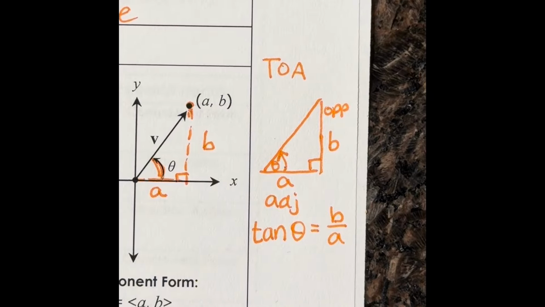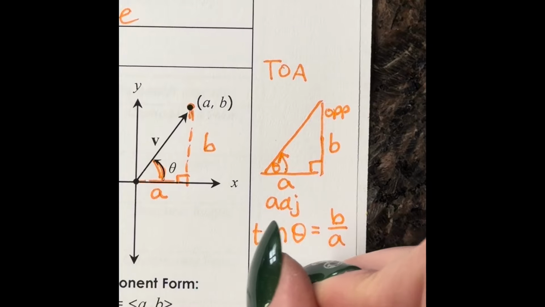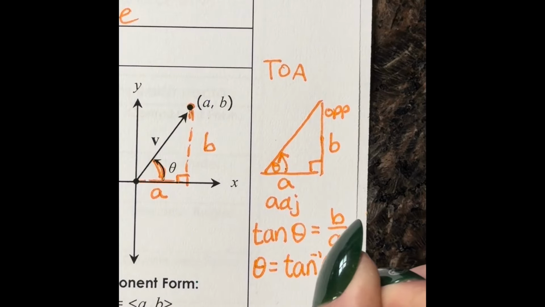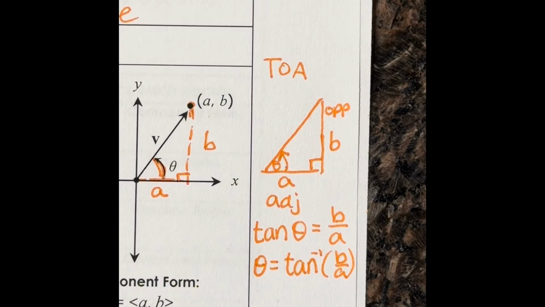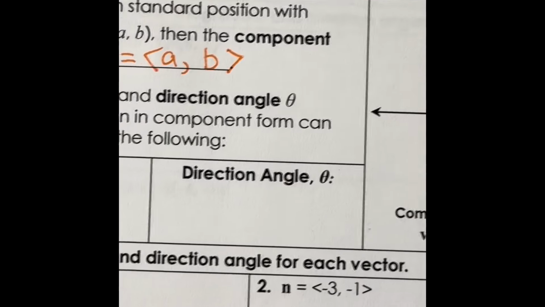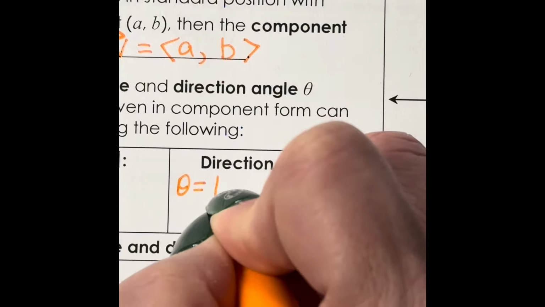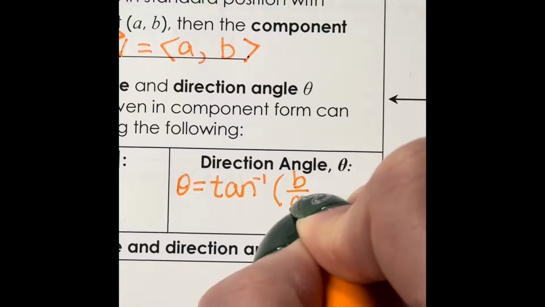Well, that gives me an expression for tangent of theta, but if I want to actually write theta, I have to undo tangent, and we do that by taking the inverse tangent of both sides, and this is all going back to your geometry days. So what we end up with is: to find theta, we have to do the inverse tangent of b over a. So that is going to tell us our direction angle. Theta is the inverse tangent of b divided by a.